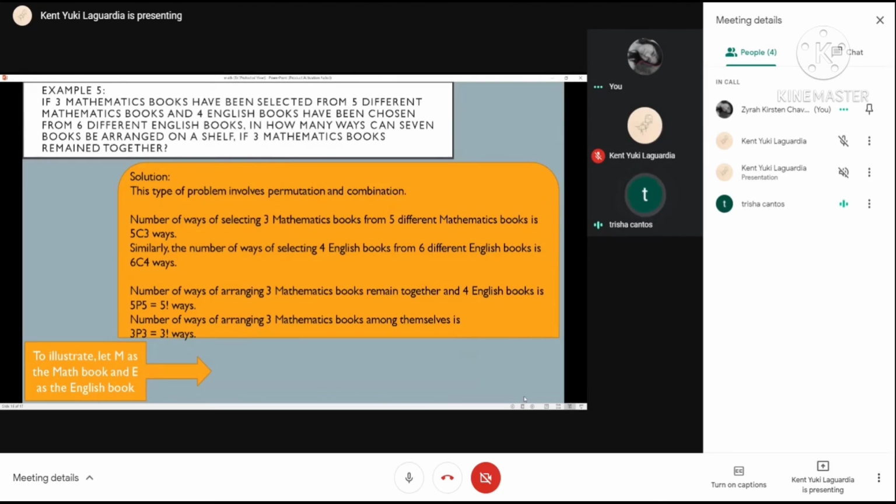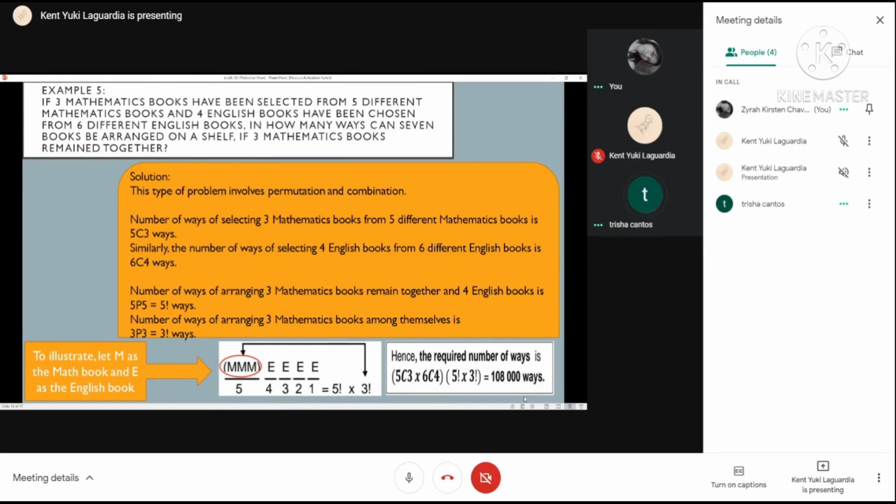To illustrate, let M be the math book and E be the English book. Hence, the required number of ways is 5C3 times 6C4 times 5 times 3 equals 180,000 ways.